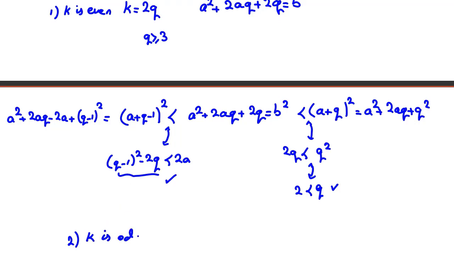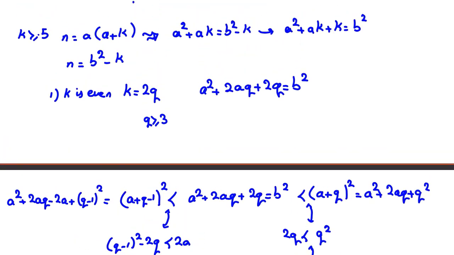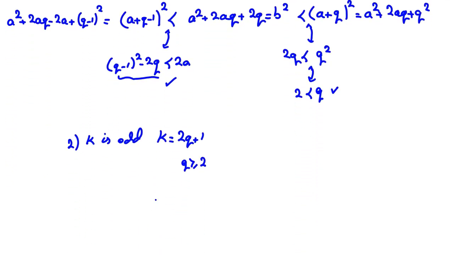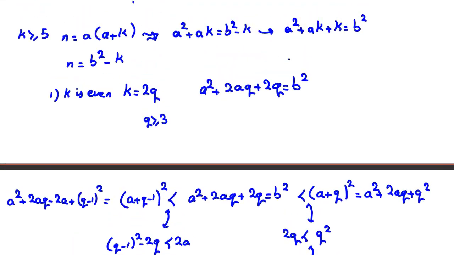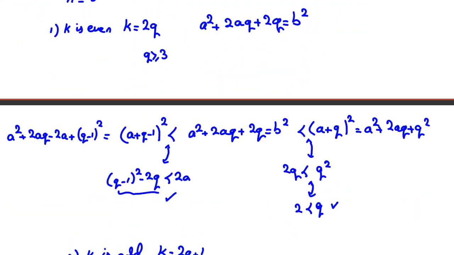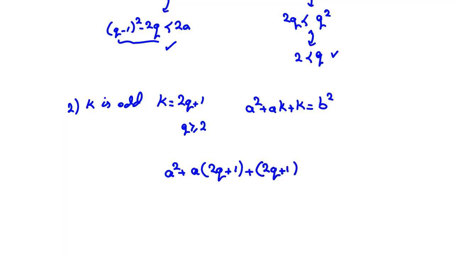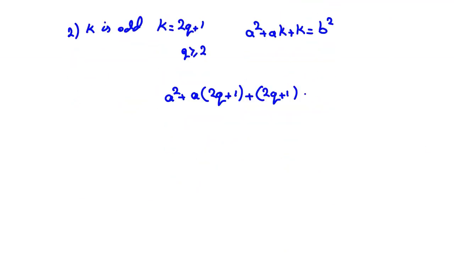If k is odd, we write k as 2q plus 1. And because 2q plus 1 is at least 5, q is at least 2. So here we can say a squared plus ak plus k is b squared. Here we replace k with 2q plus 1. So it will be a squared plus a times 2q plus 1 plus 2q plus 1 equals b squared.